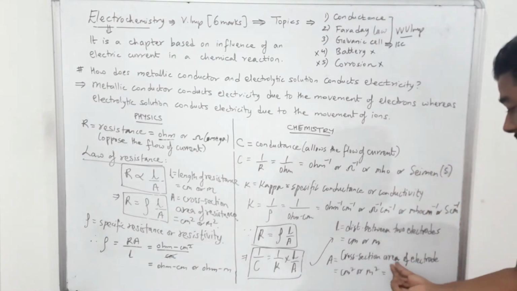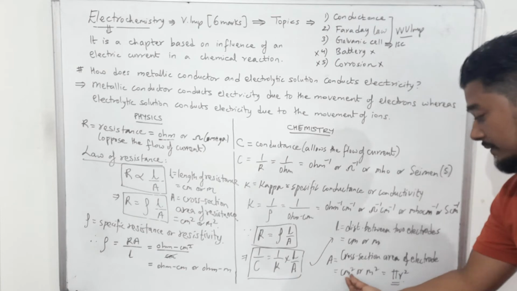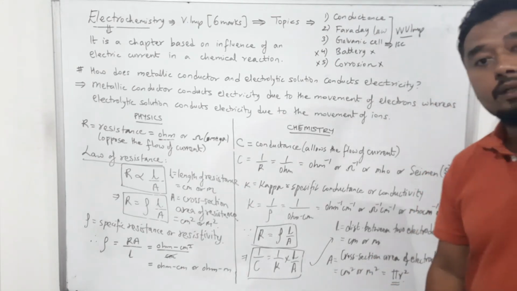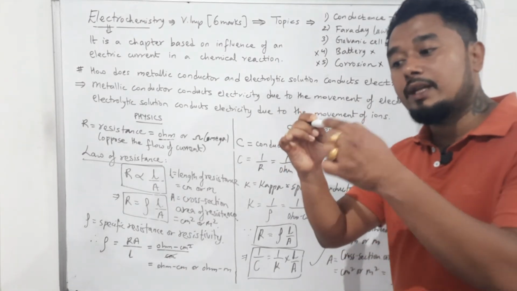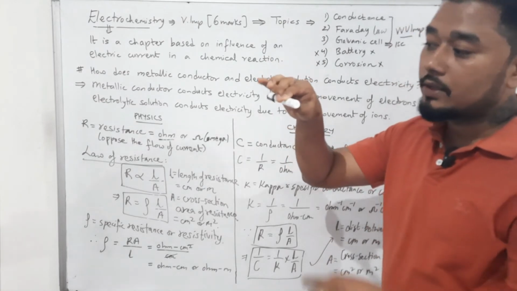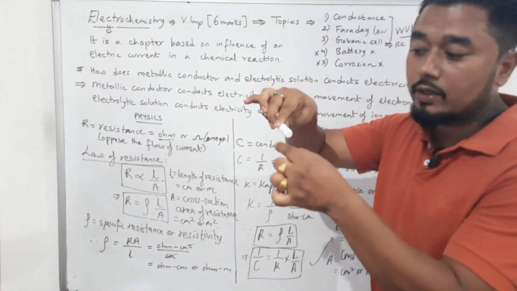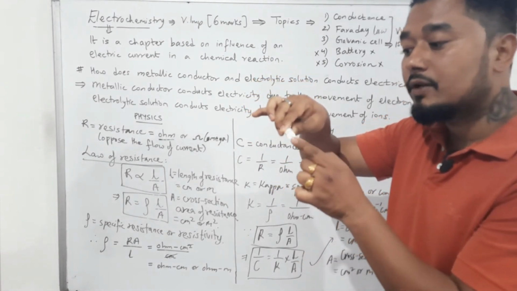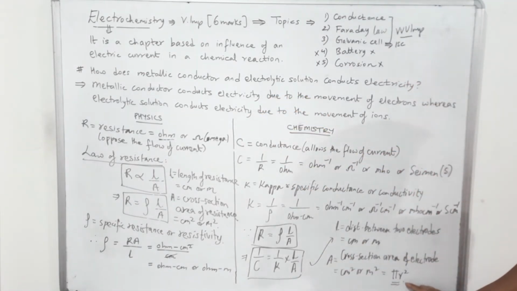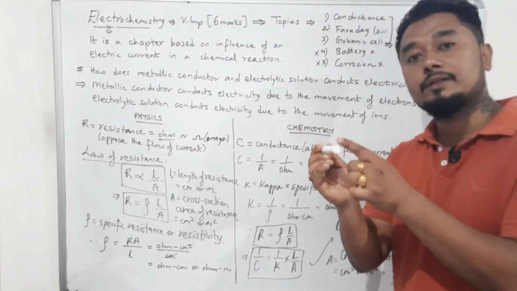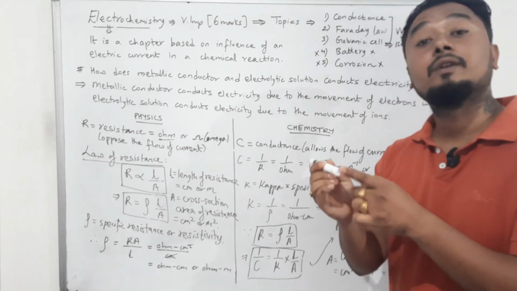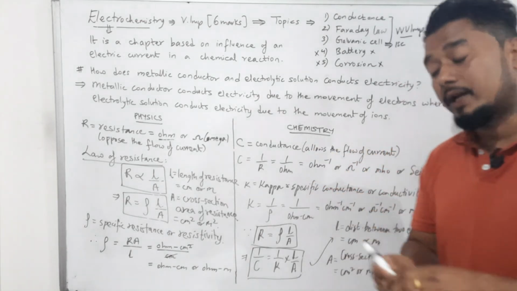Since I am talking about area, the unit will be centimeter square in CGS or meter square in SI. When you talk about the cross-section area of an electrode, we are talking about a circular base, so it looks like a circle. And if it is a circular base, the area formula will be pi r square, because it forms a circle.